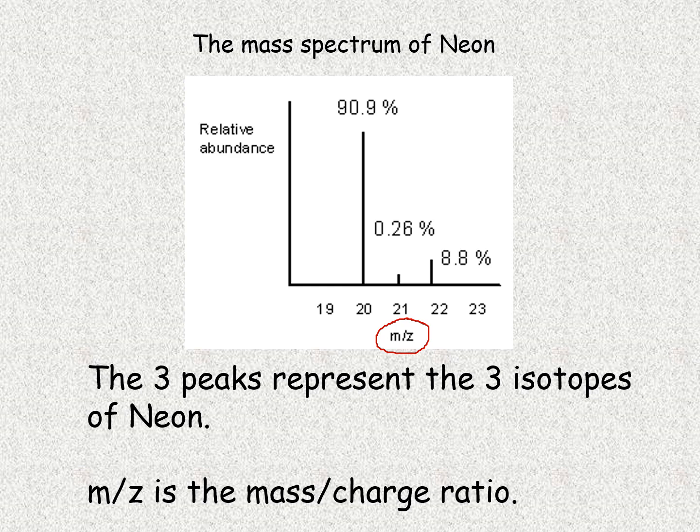And then on the y-axis, we have the relative abundance, which tells you the relative amounts of these isotopes. So effectively what this is showing us is that if I had a jar of neon, about 91% of it roughly would be neon 20, less than 1% would be neon 21, and then 8.8% of it, or 9% roughly, would be neon 22. And what we're going to do is look at how we can use this data to calculate the relative atomic mass of neon, which is the mass that factors in the 3 different isotopes.